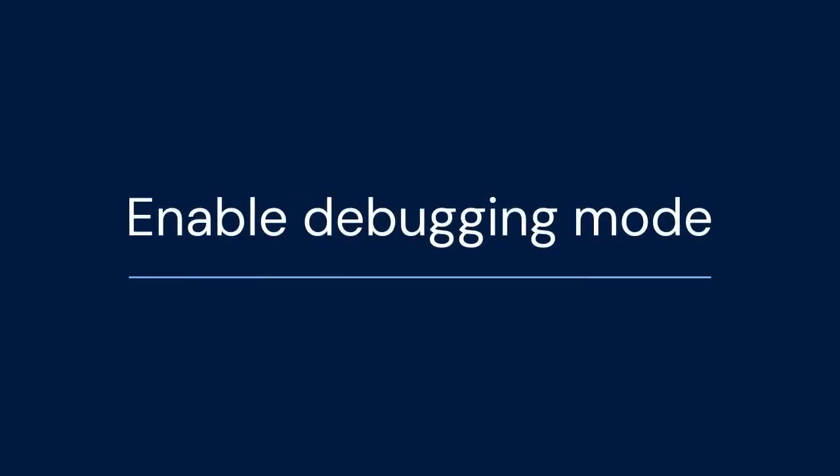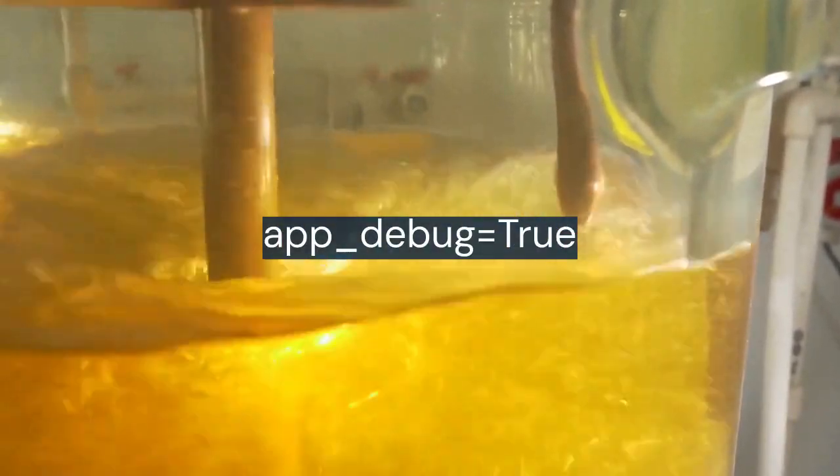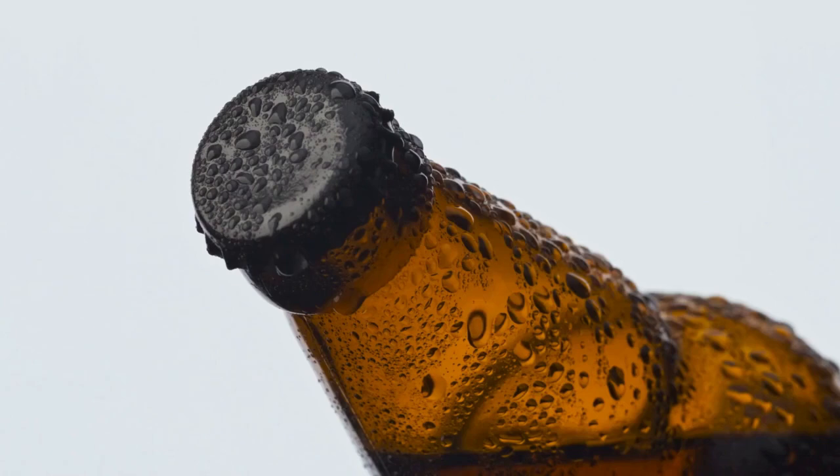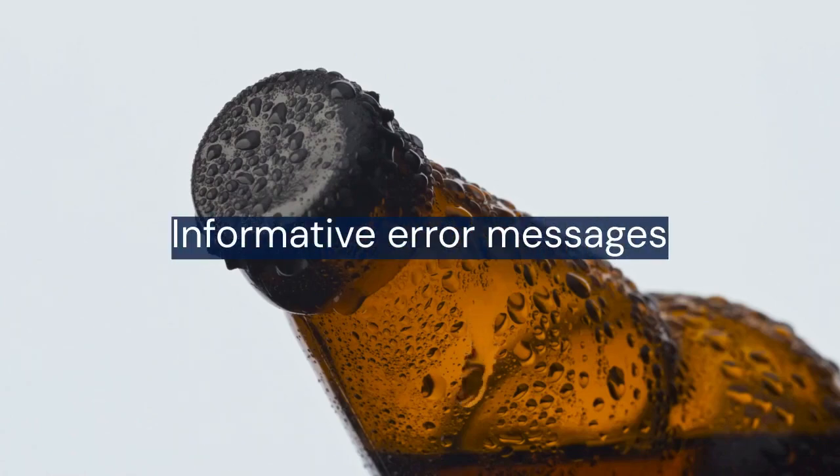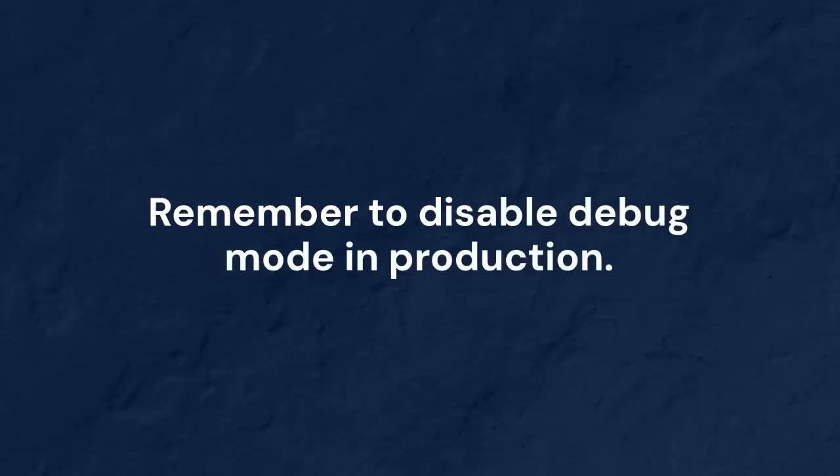Finally, debugging mode can be your best friend. Enable Flask's debug mode by setting app.debug equals True. This provides more informative error messages directly in your browser, making it easier to pinpoint the exact location of the problem in your code. Remember to disable debug mode in production.